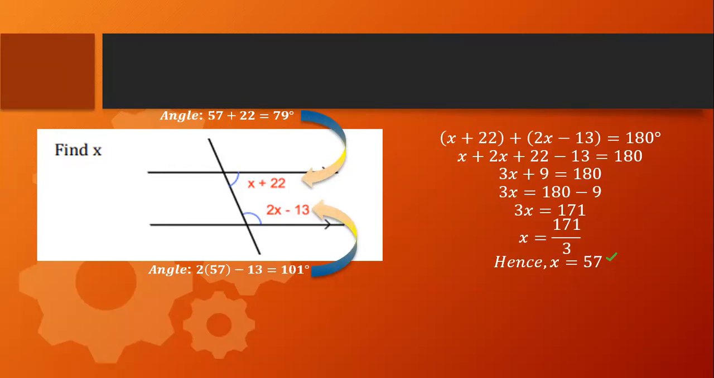And if you notice as well, 101 degrees plus 79 degrees will give me exactly 180 degrees. So definitely we know for a fact that these two angles here are interior angles, because interior angles always add to 180 degrees. All right, see if that makes sense to you. Take a minute and let's absorb it.